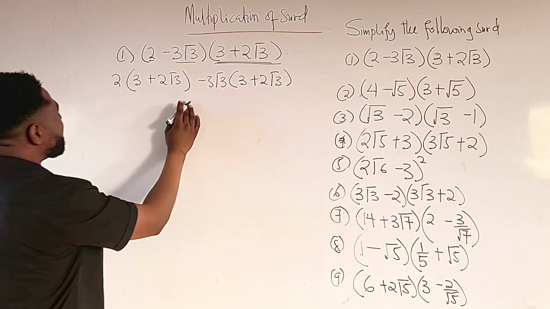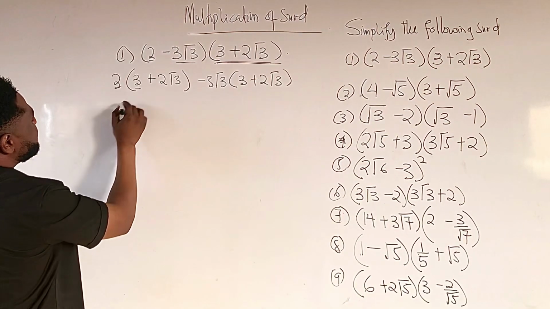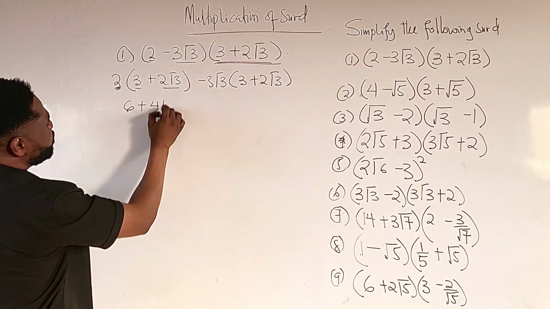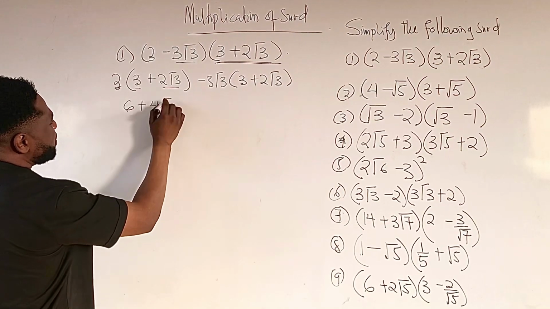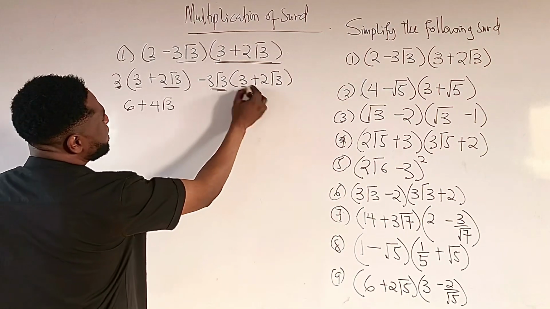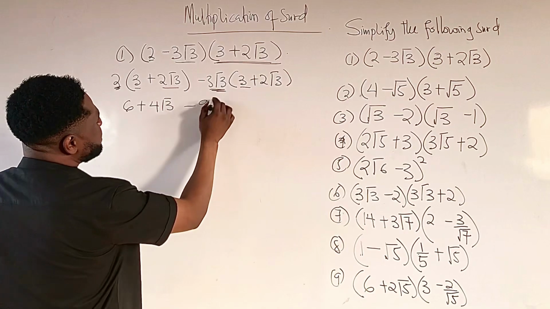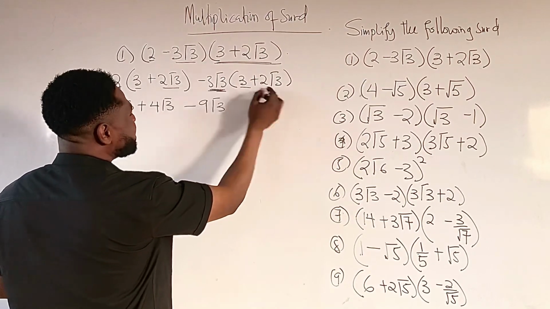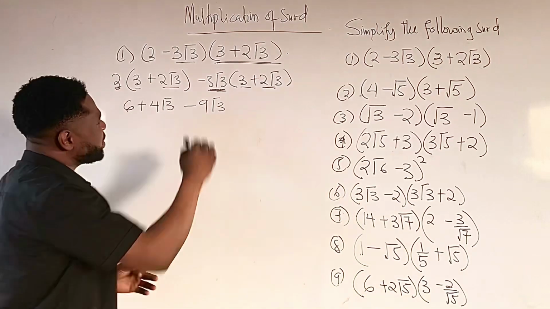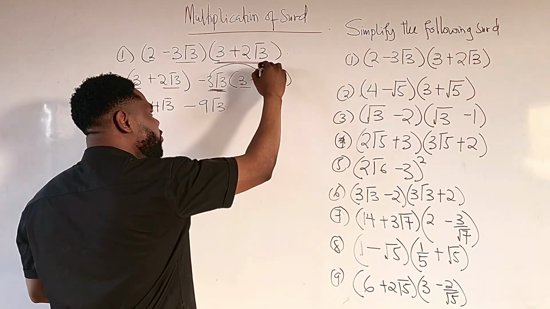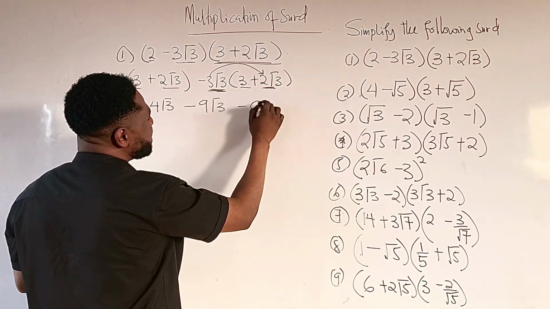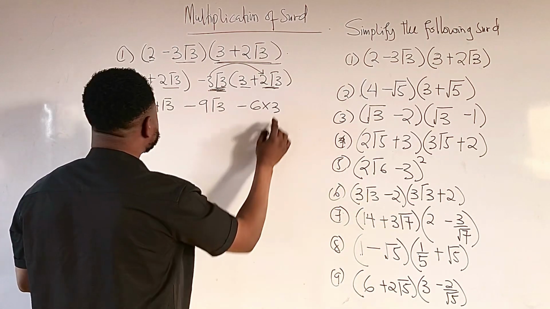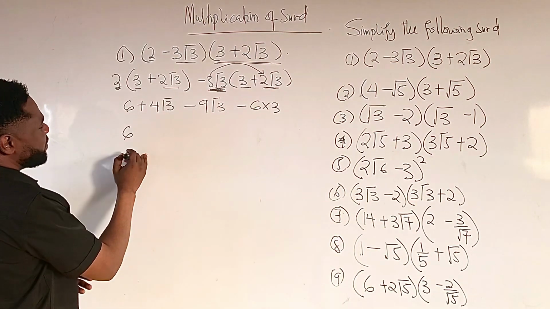Now let's see how we can expand this. 2 times 3 will give us 6. 2 times positive 2 root 3 will give us 4 root 3. Then we also take this to multiply this, which will give us negative 9 root 3. We also have negative 3 root 3 times positive 2 root 3. And this negative 3 will multiply 2, which will give us negative 6. And root 3 times root 3 will give us 3. So here we have 6.